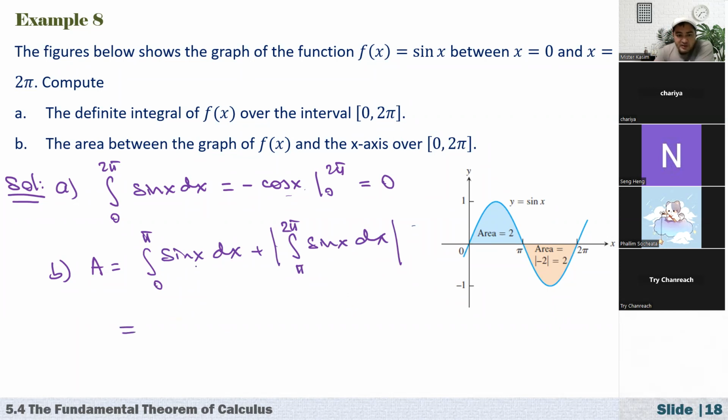So simply, I have to just find one of them, right? Because they are symmetric, and multiply by 2. So multiply by 2, and this one is, again, minus cosine of x from 0 to pi, right? So here we have minus cosine of pi, that's equal to negative 1, minus cosine of 0, that's equal to, again, 1. So the answer is 4.